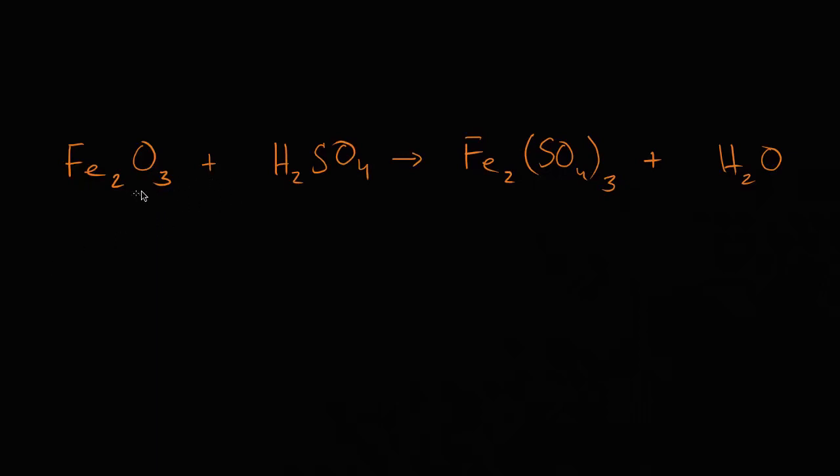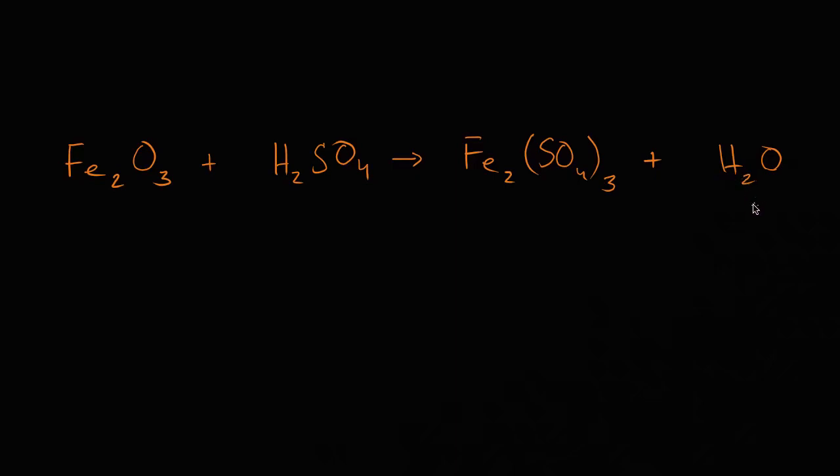All right, so let's see what's going on in this chemical reaction. On the reactant side, we have an iron oxide. This is ferric oxide right over here, reacting with sulfuric acid, and it's producing, let's see, this is ferric sulfate and water. And we want to balance this chemical equation, and I encourage you to pause this video and try to balance this.